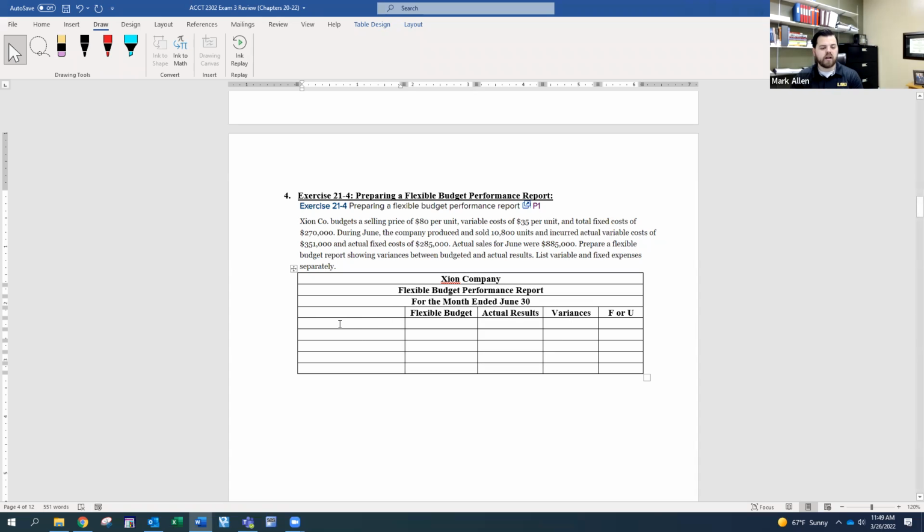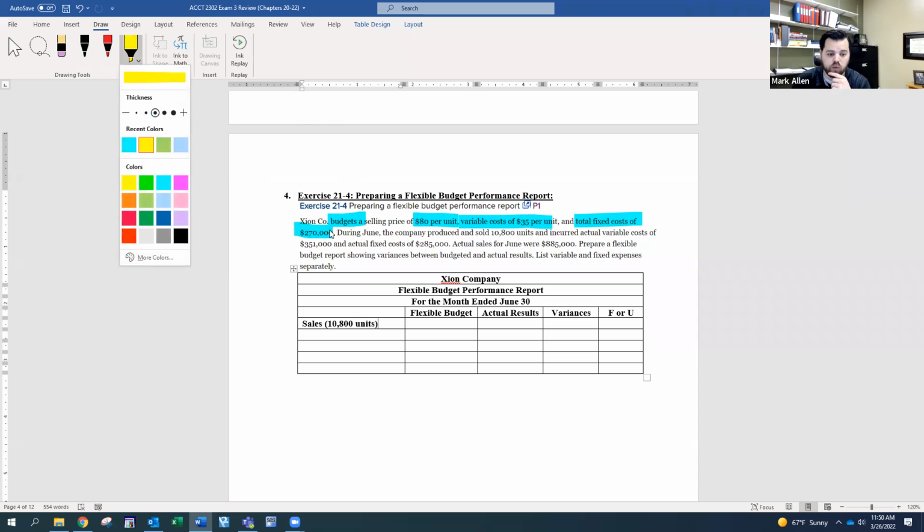So here we go. We're going to look at our flexible budget performance report. We're going to start with sales. And we're going to note that in this problem, this operates at a level of 10,800 units. So if we read through the question, it tells us Zion Company budgets a selling price of $80 per unit, variable cost of $35 per unit, total fixed cost of $270. During June, so I'm going to switch colors because it's actual stuff.